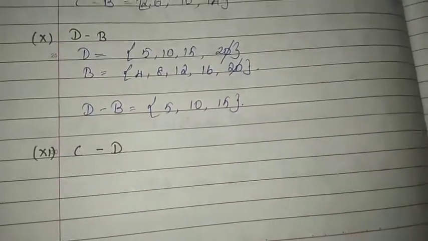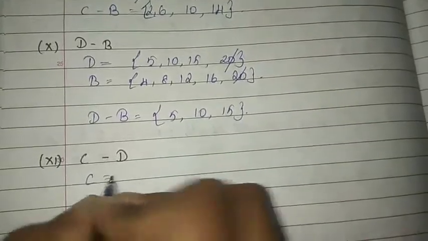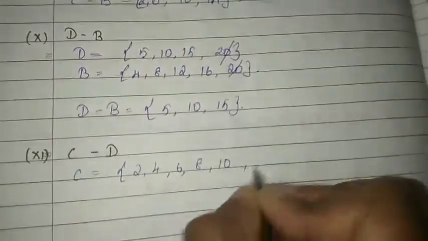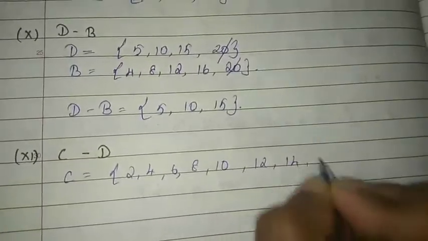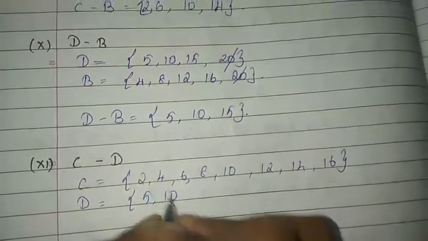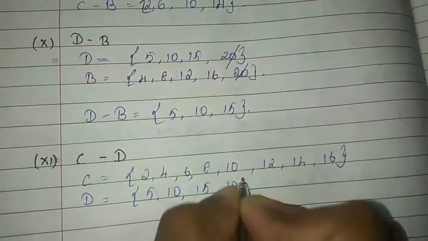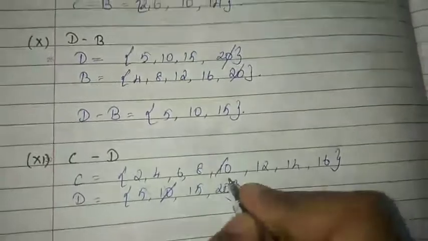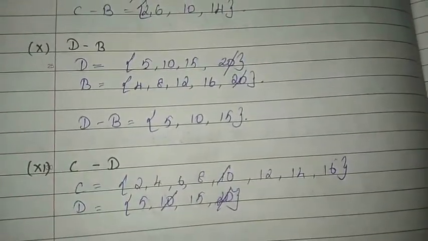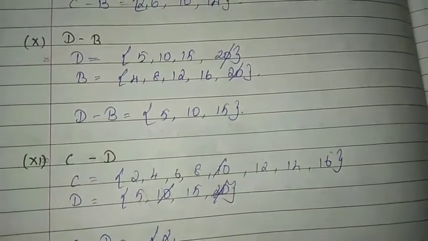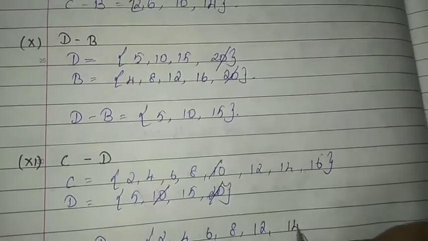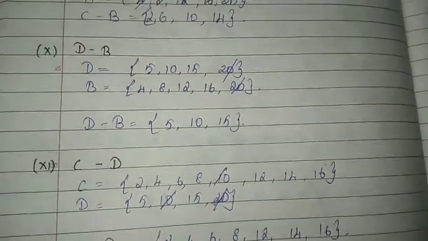Next, C difference D. So set C is equal to 2, 4, 6, 8, 10, 12, 14 and 16. Then D is equal to 5, 10, 15, 20. So 10, 10 cancel, 20, not 20. So C difference D is equal to 2, 4, 6, 8, 12, 14 and 16.